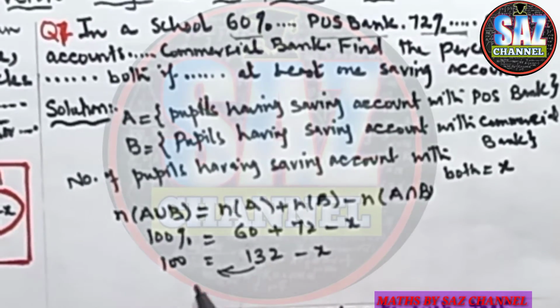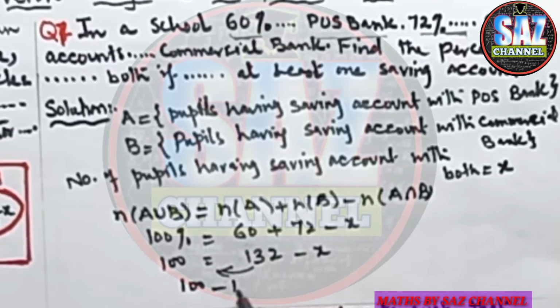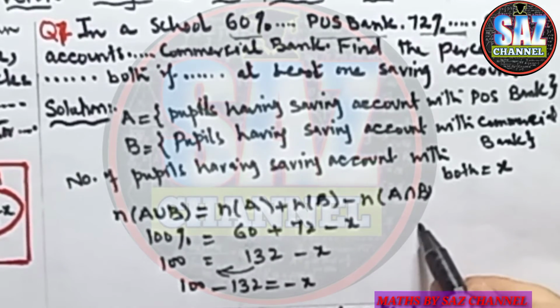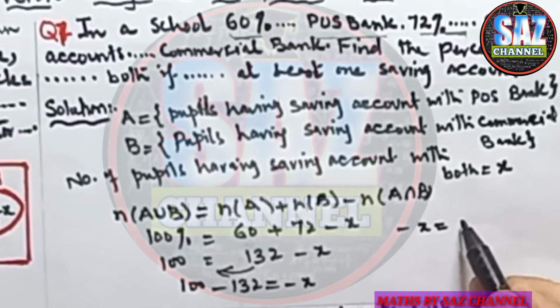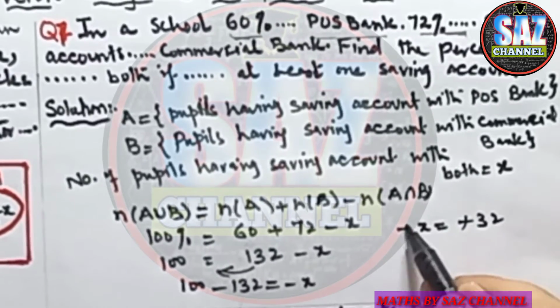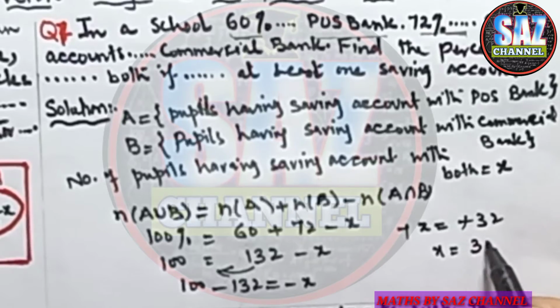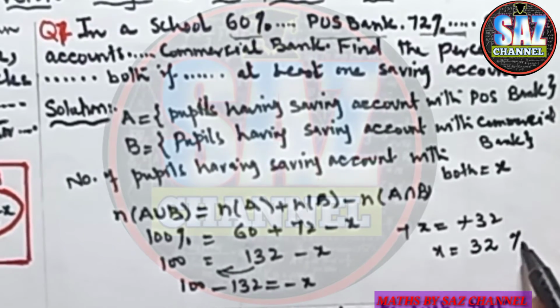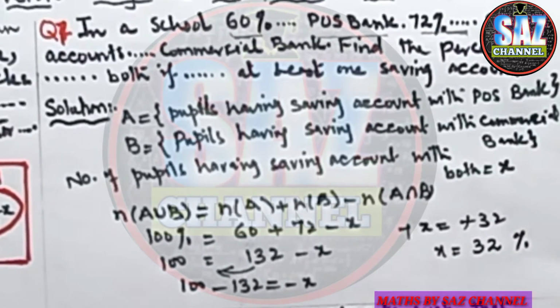Shift it to the other side. This will become 100 minus 132 equal to minus X, or minus X will be equal to minus 32, or X will be equal to 32%. So 32% of people will have the saving account with both the banks. I hope this question is clear to you. Let's move to question number 14.